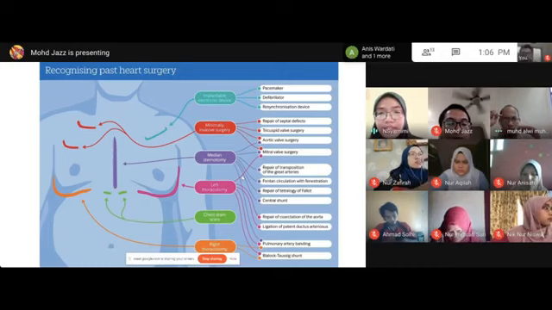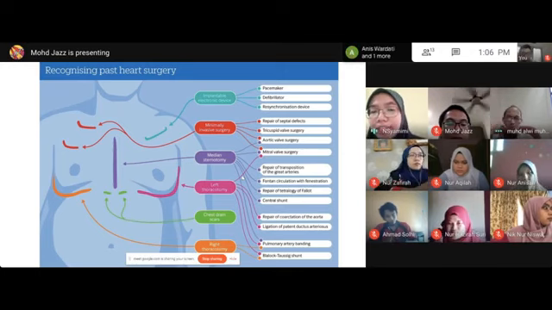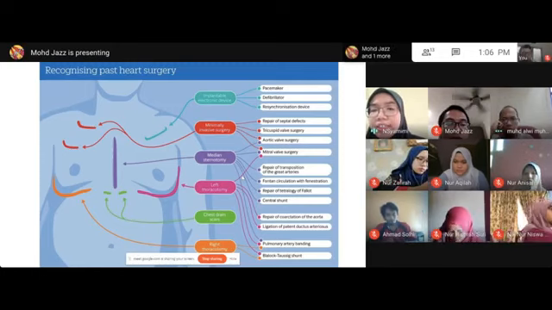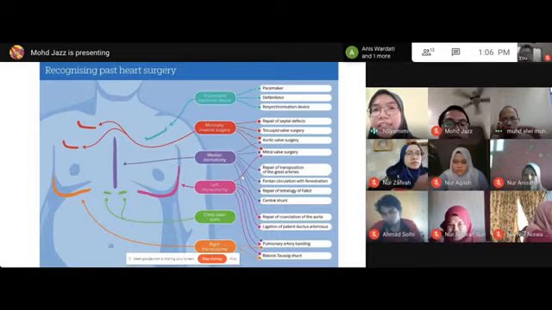Why repair of coarctation of aorta? We can do the left thoracotomy because, as our previous presenter said, the coarctation of aorta usually occurs near the ductus arteriosus, so at the juxtaductal region. The ductus arteriosus is actually located at the left side of our thorax, so it is suitable for us to do the left thoracotomy.